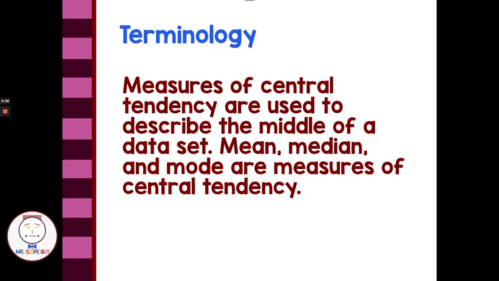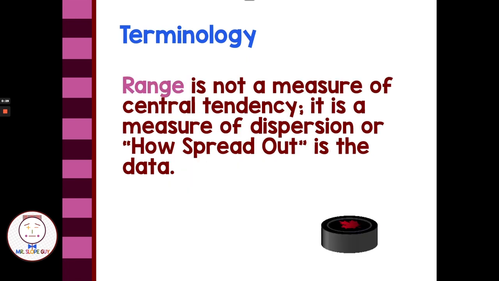And sometimes, when we've been taught or we learn about mean, median, and mode, range is the next thing people talk about, or they include it when you learn about mean, median, and mode. But mean, median, and mode are measures of central tendency. Range is not. Range is a measure of dispersion. So range is not a measure of central tendency.